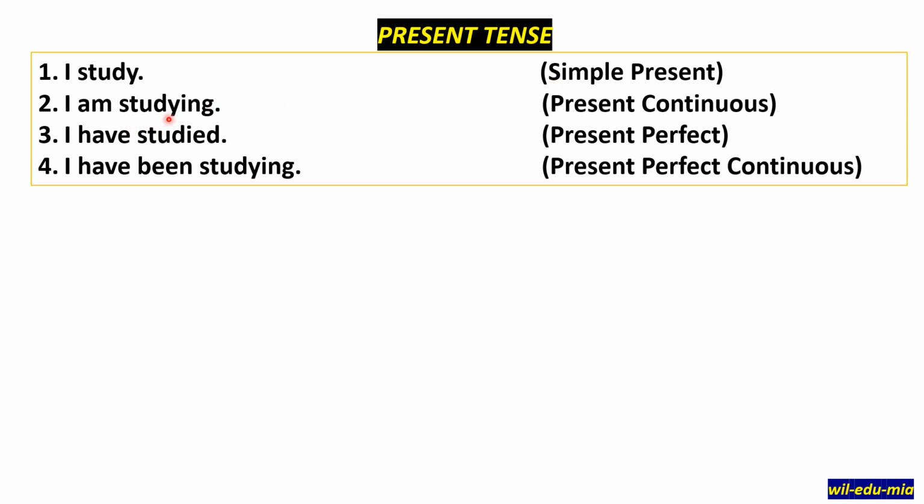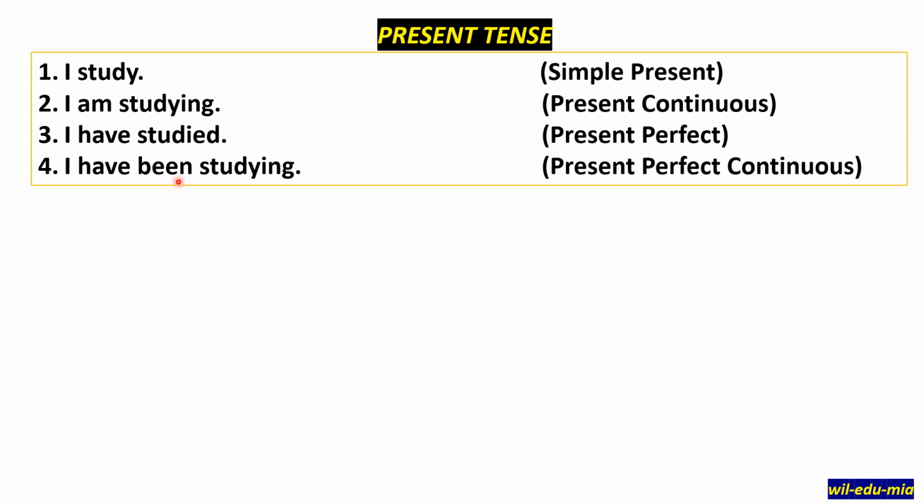Now we'll go to the second sentence. I am studying. In this sentence, the verb shows that the action is mentioned as incomplete or continuous, that is as if it's still going on. So the verb is in present continuous tense. The third sentence, I have studied. In this sentence, the verb shows that the action is mentioned as finished, complete, or perfect at the time of speaking. So the verb is in present perfect tense.